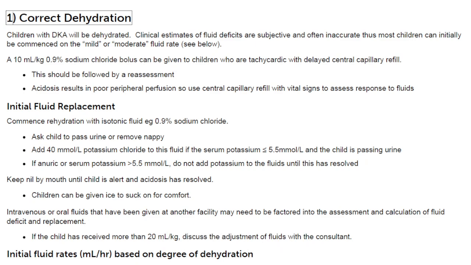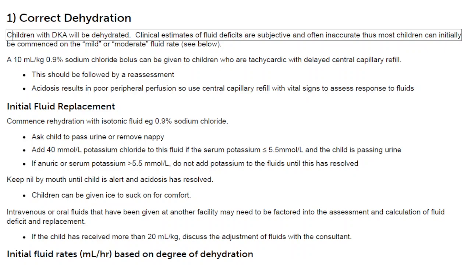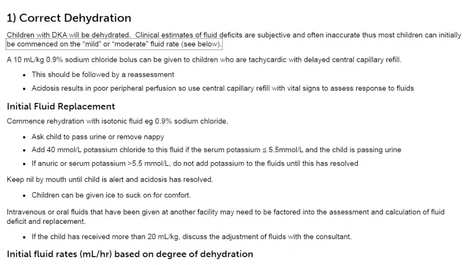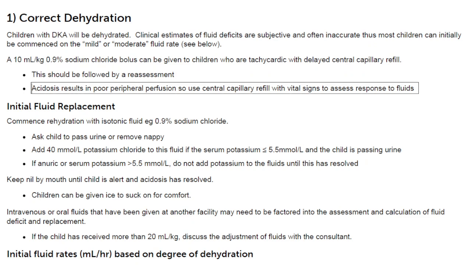1. Correct dehydration. Children with DKA will be dehydrated. Clinical estimates of fluid deficits are subjective and often inaccurate, thus most children can initially be commenced on the mild or moderate fluid rate, see below. A 10 ml/kg 0.9% sodium chloride bolus can be given to children who are tachycardic with delayed central capillary refill. This should be followed by a reassessment. Acidosis results in poor peripheral perfusion, so use central capillary refill with vital signs to assess response to fluids.